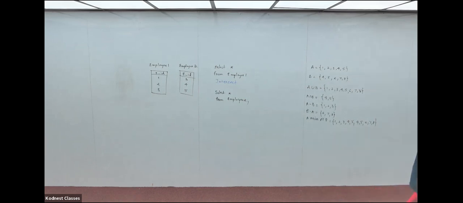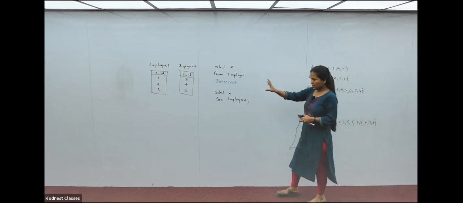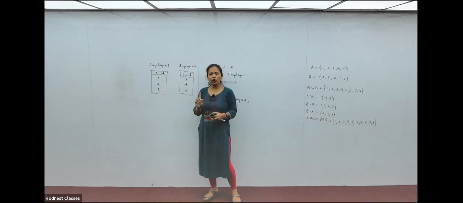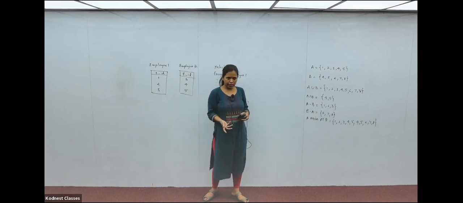What do you write for the next one? The last question. How can I retrieve all the records from EMP1, employee 1, that should not be present in employee 2? So here, whatever we have in the first table, only that. If that value is present in the second table, we don't want that. Only the values that are present in the first table, employee 1 table, that are not present in employee 2.